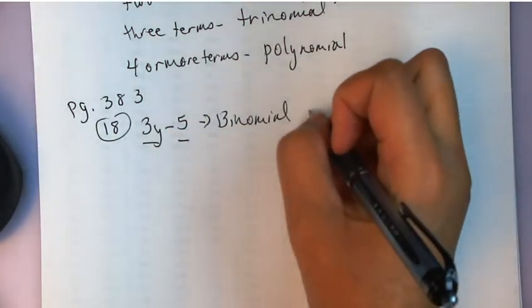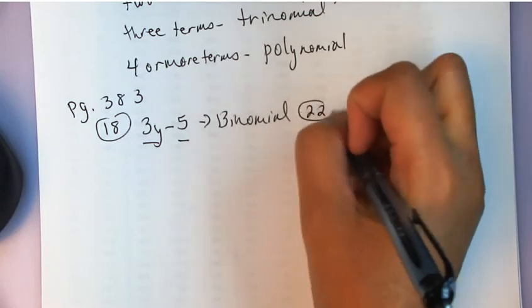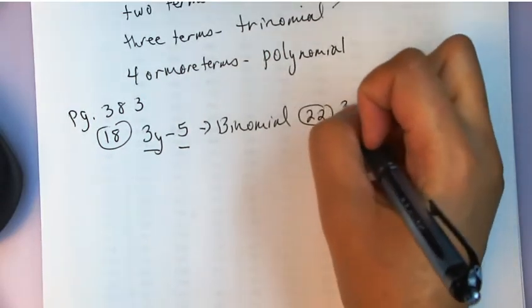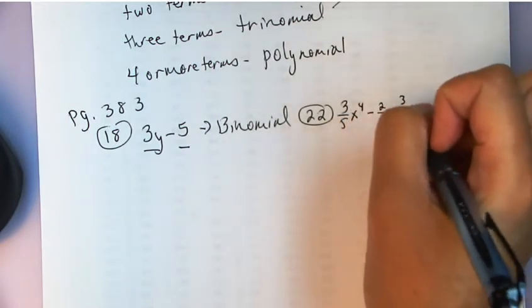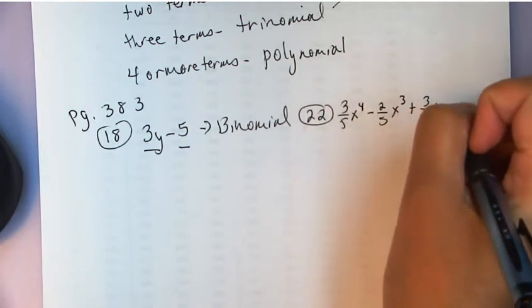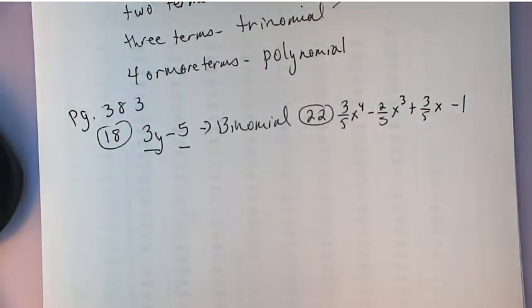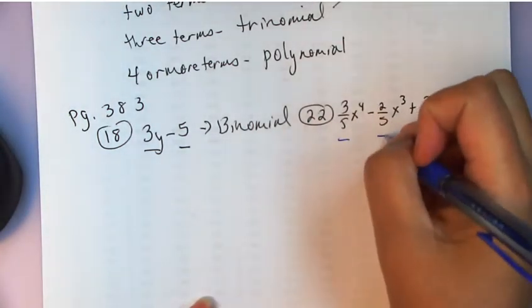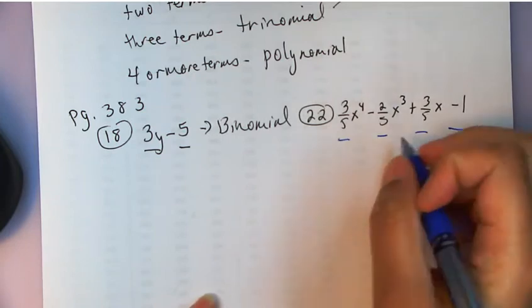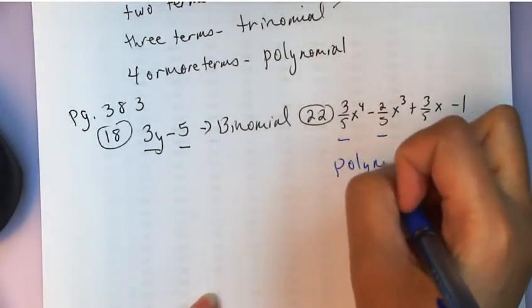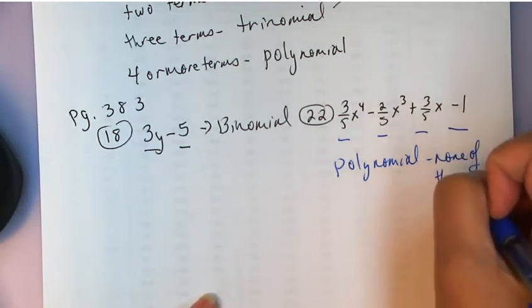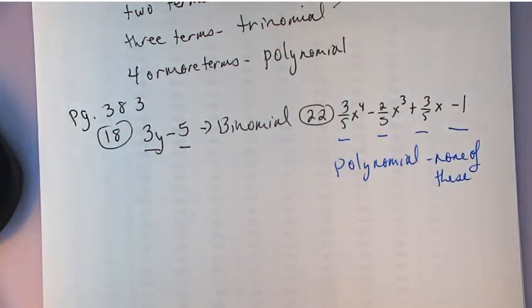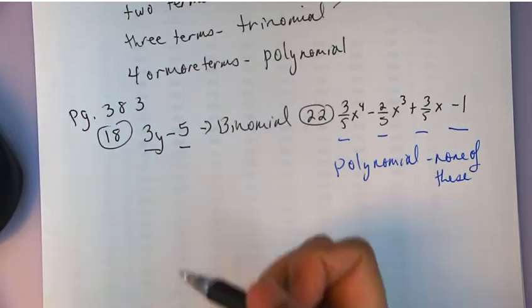Let's look at number 22. 22 says 3 over 5, x to the 4th, minus 2 over 5, x to the 3rd, plus 3 over 5, x minus 1. How many terms does this have? 1, 2, 3, 4 terms. So technically this is just a polynomial, and they have it listed as none of these. So make sure that you read the question carefully, especially when you're doing your web assign. Make sure you're answering the question that they ask.